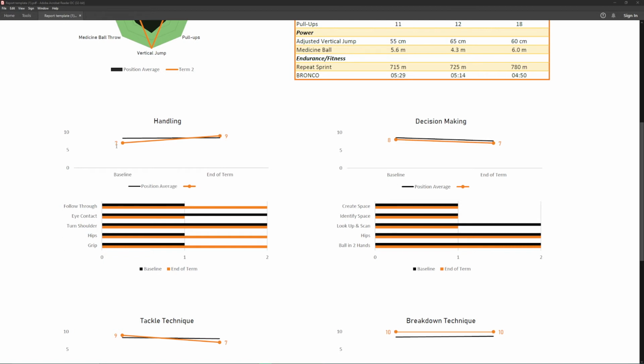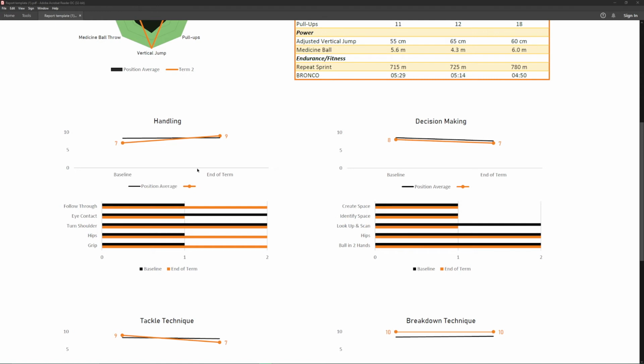So this player in this example started below the position average, and while the position average stayed more or less the same, he improved and is now performing better than the position average. Below, we go into more detail on how we determine these scores.